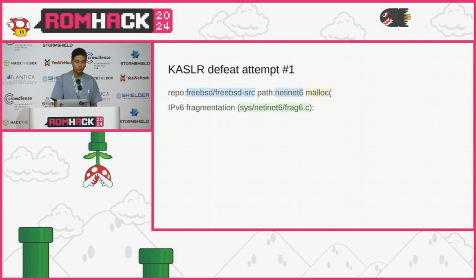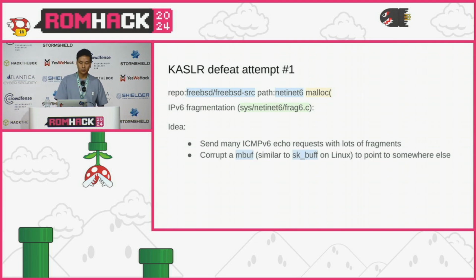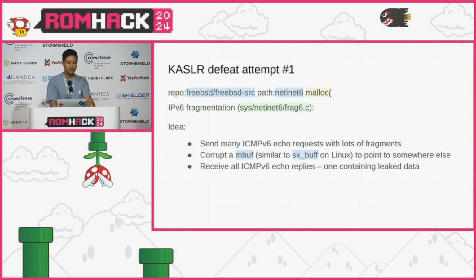So the idea is to send a bunch of ICMP echo requests with lots of fragments. And then we trigger the corruption and override an mbuf pointer to point to somewhere else. So as mentioned earlier, the mbuf, which is similar to skbuff on Linux, is in a dedicated heap zone for network data. And finally, we receive all the ICMP echo replies. But for the mbuf that we corrupted, we should expect to receive something else. Here, in our case, some information leak.